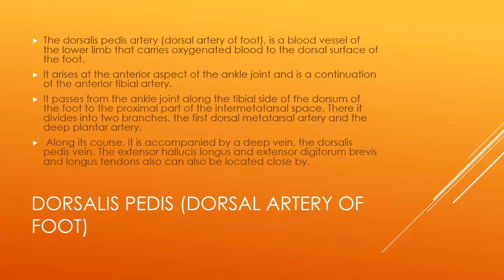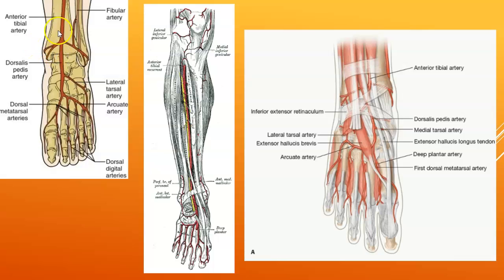Along its course, it's accompanied by a deep vein, the dorsalis pedis vein, the extensor hallucis longus, and the extensor digitorum brevis muscles, and the longus tendons can also be located close by. So here we see the dorsalis pedis artery, traveling anterior to the ankle joint. We see it here in its relationship to the tibial artery, running down here, then becoming the dorsalis pedis right here. And we see it in relationship to the various tendons here. So here's the extensor hallucis longus, and here is the first dorsal metatarsal artery coming off of it, and so forth. So we see sort of where it's lying, on this tibial side, on the dorsal surface of the foot.